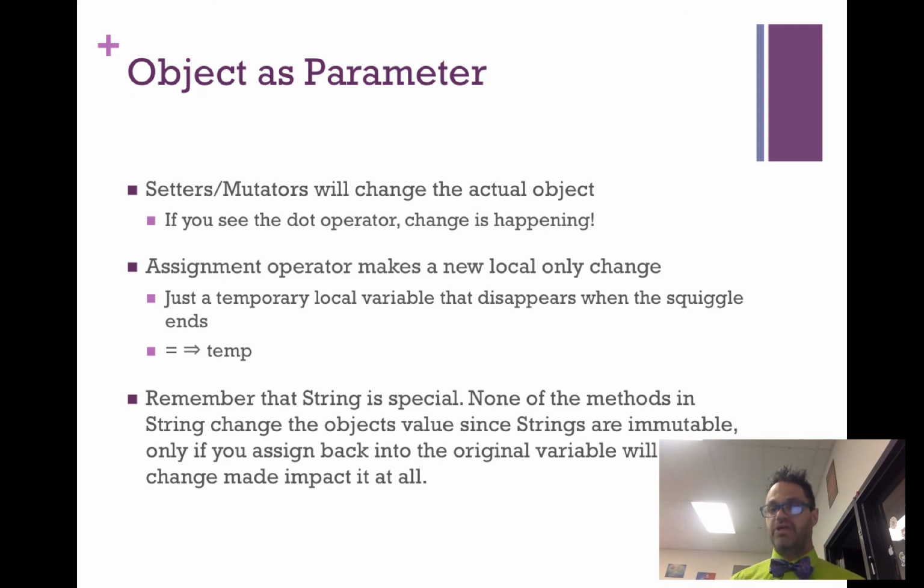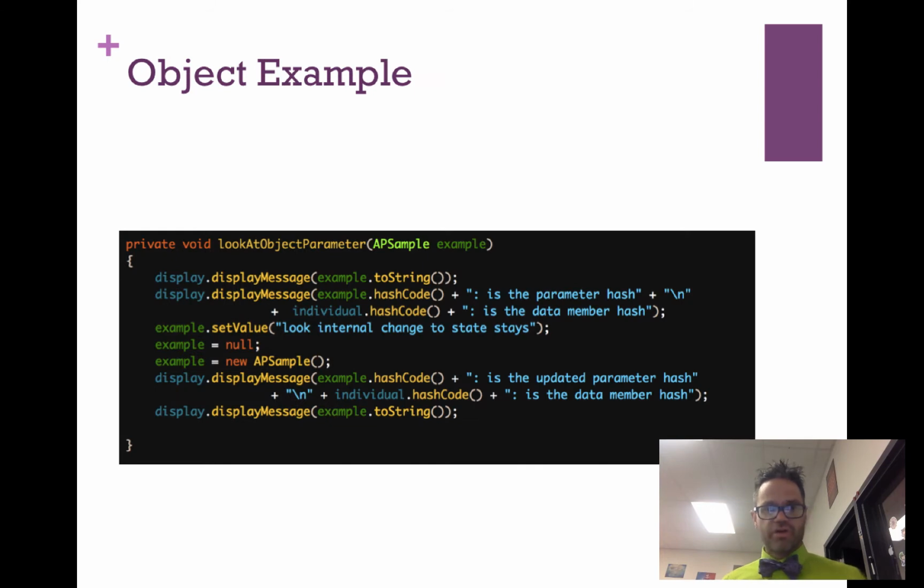And so we'll take a look at that right here in our example. We have a look at the object parameter AP sample. We have an AP sample object and AP sample.toString.hashcode. The hashcode guarantees we can see exactly where this is being stored internally with Java. It doesn't give us anything we can use, but that's okay. And so right there we have that.